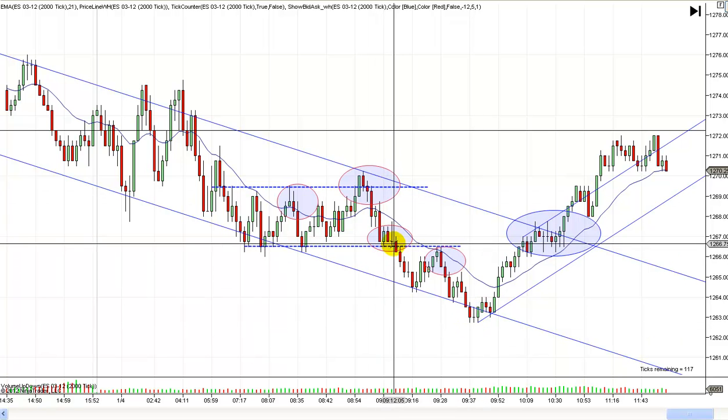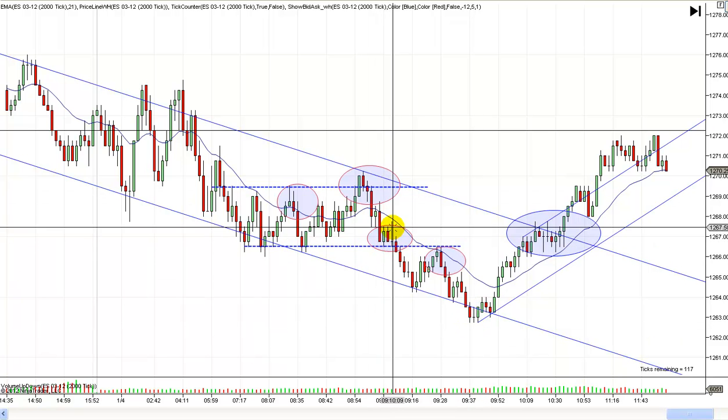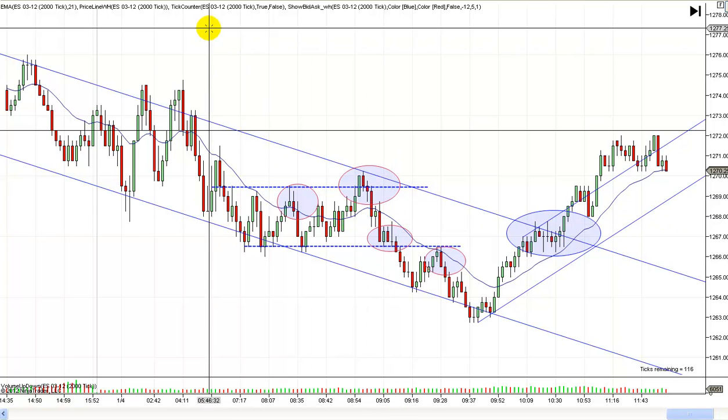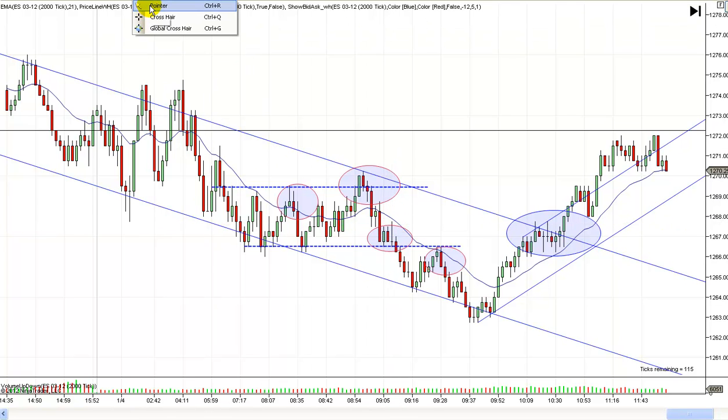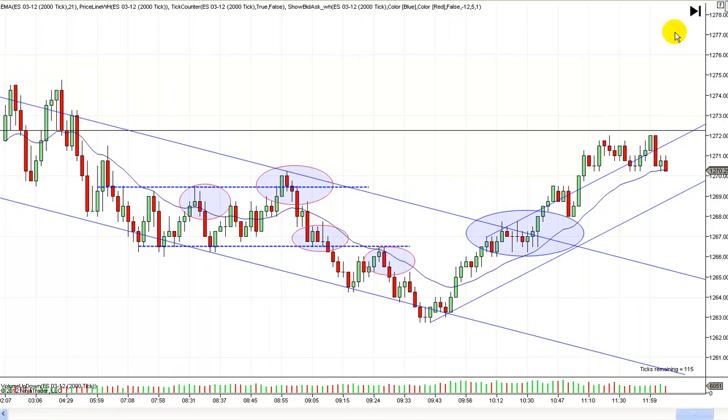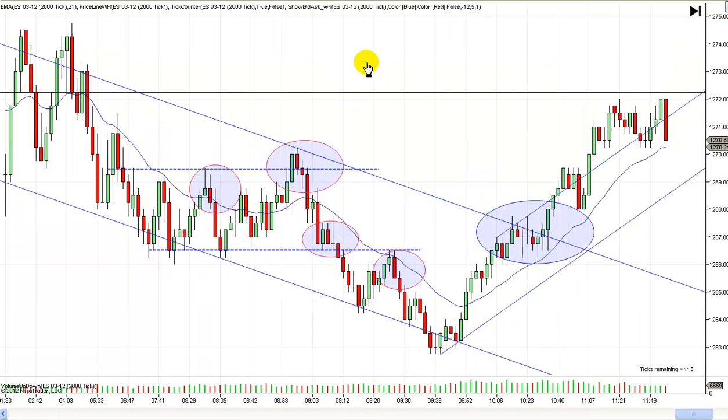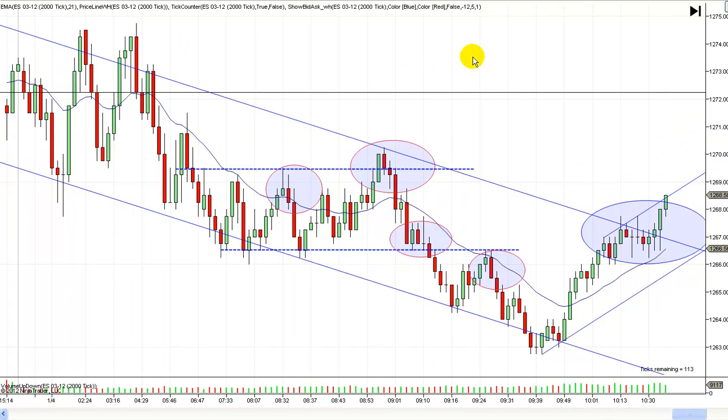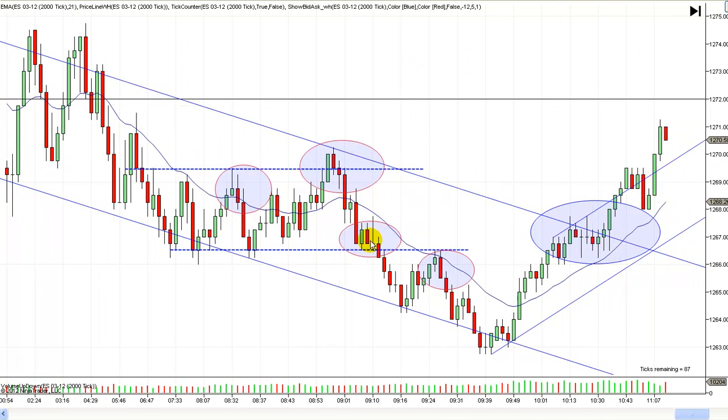You could have entered here. I don't recommend this much, but we did have the trap. Let me get this. I know a lot of you don't like the crosshairs. They tend to get in the way. Let me make this a little bit bigger here so it's easier to see. But you can see we had a trap here. Prices actually broke higher right here first before they broke lower.